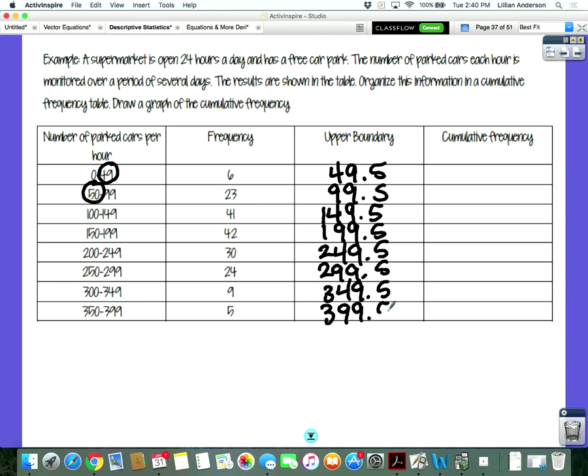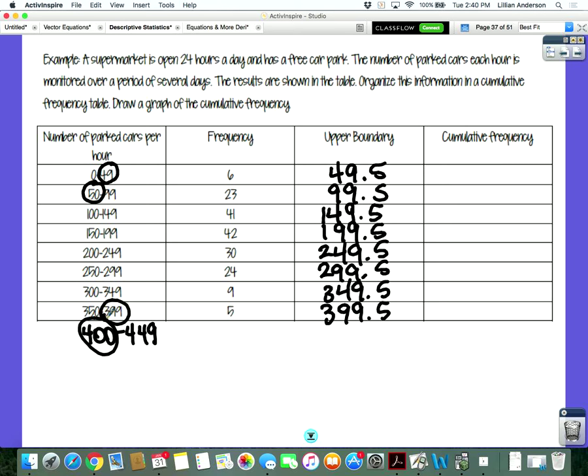299.5. 399.5. Now on this last one, if you continue to follow this, what would have been the lower boundary of the next class? 449.5. Oh wait, lower boundary. This one. It would have been 400 to about 449. So to figure out that 399.5, you take 399 and 400. That's where that number came from.